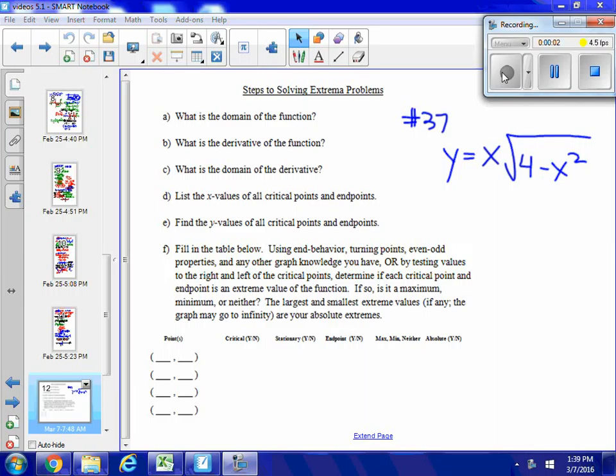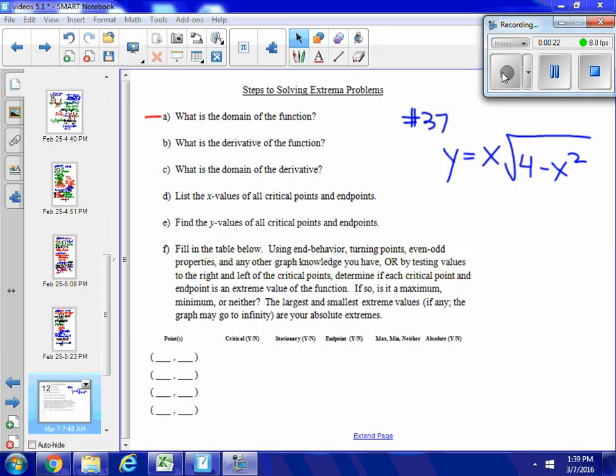I'm going to walk through this extrema problem by this step-by-step method. So here's the problem over here: y equals x times the square root of 4 minus x squared. So our first issue here is to find the domain of the function.